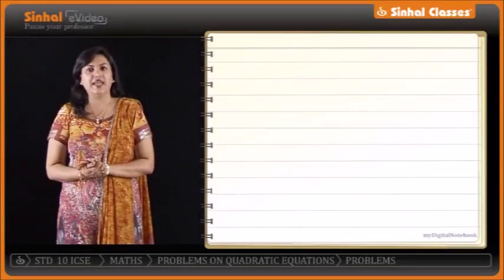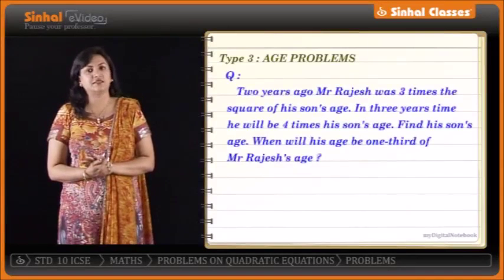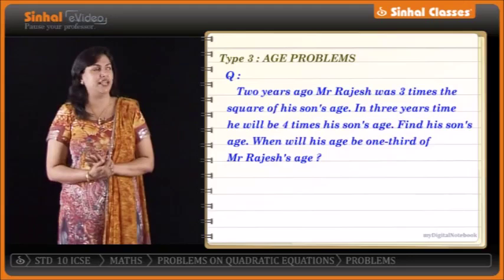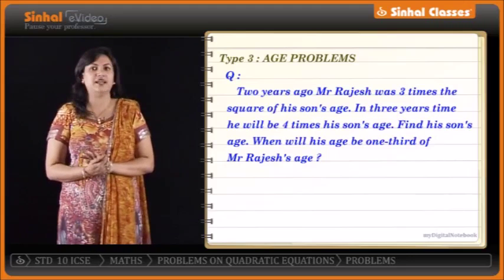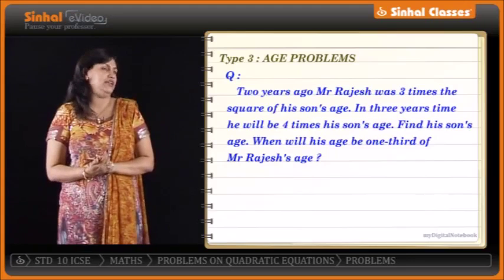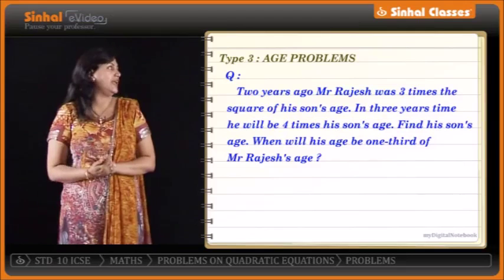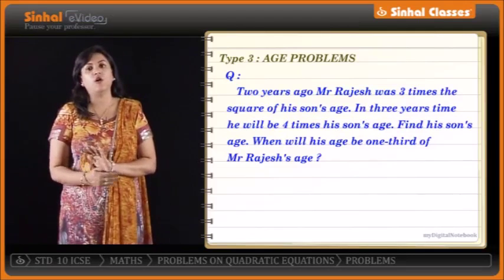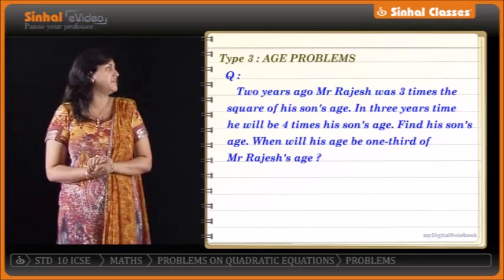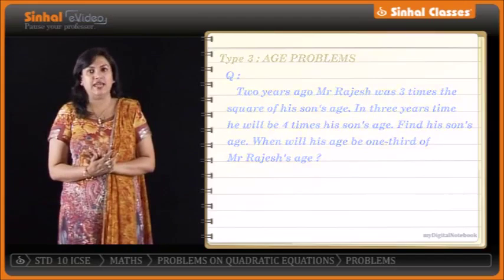Type 4 Age Problems. 2 years ago, Mr. Rajesh was 3 times the square of his son's age. In 3 years' time, he will be 4 times his son's age. Find his son's age. Now, when will his age be 1/3 of Mr. Rajesh's age? Now, for this we are given that the son's age, we can let it be as x.